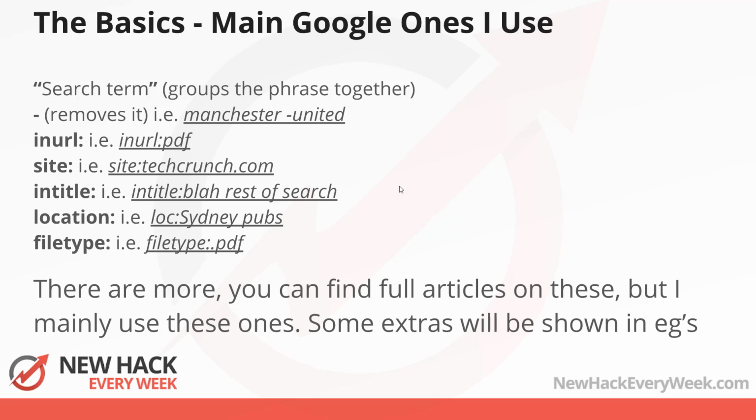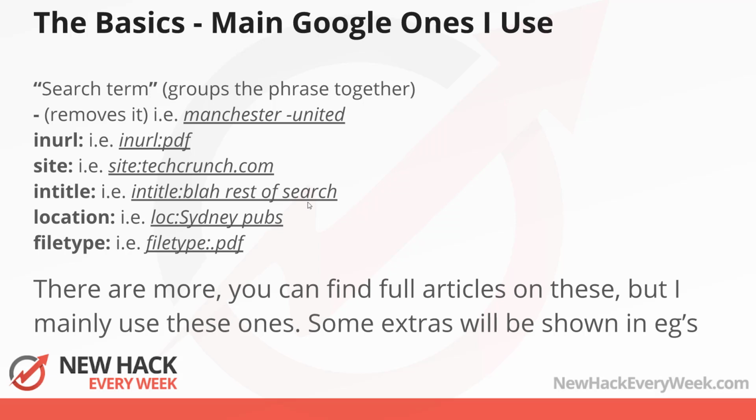In title. So I might go in title blah, and then I put the rest of the search, and it will only show me web pages from Google that have the word blah in the actual title of that page. I can do location. It's not actually LOC, that no longer works. You've got to actually write the whole thing now, location. But I could search for pubs that are at Sydney. That's where their location is.